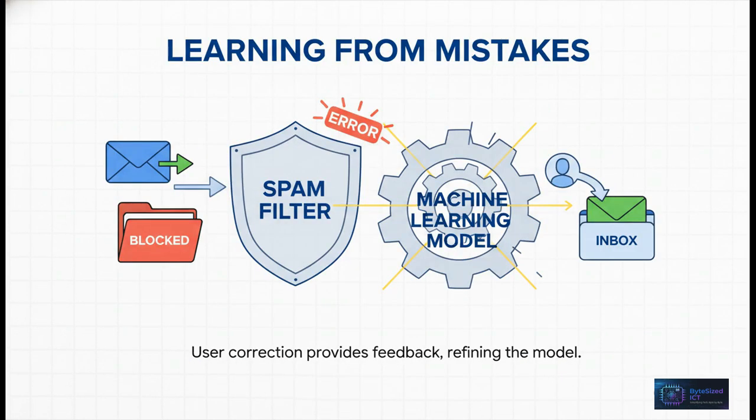Think about it this way. When your spam filter messes up and puts an important email in the junk folder, what do you do? You move it back to your inbox. Well, you just gave the system feedback. You basically became the teacher. The system sees that correction and learns, okay, got that one wrong, and it refines its rules for the future. It's a constant cycle of improvement.